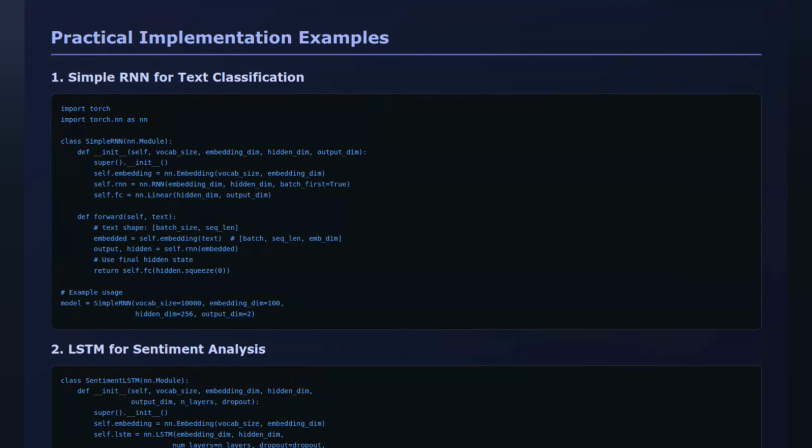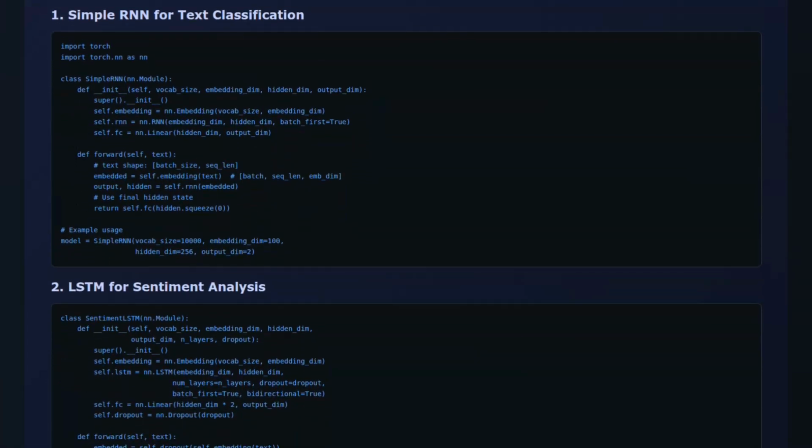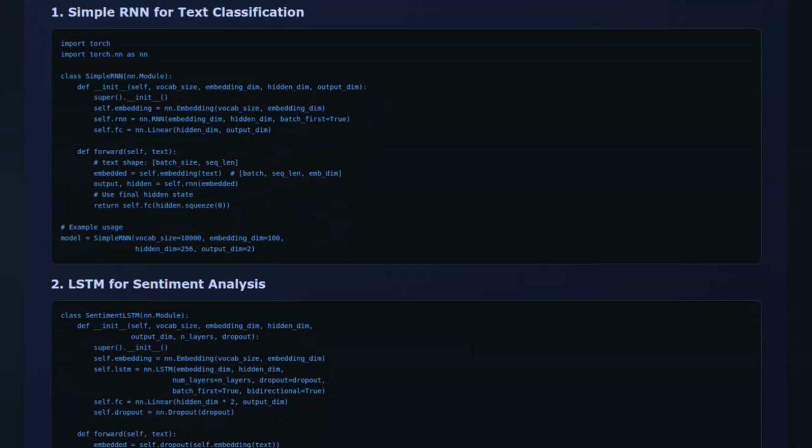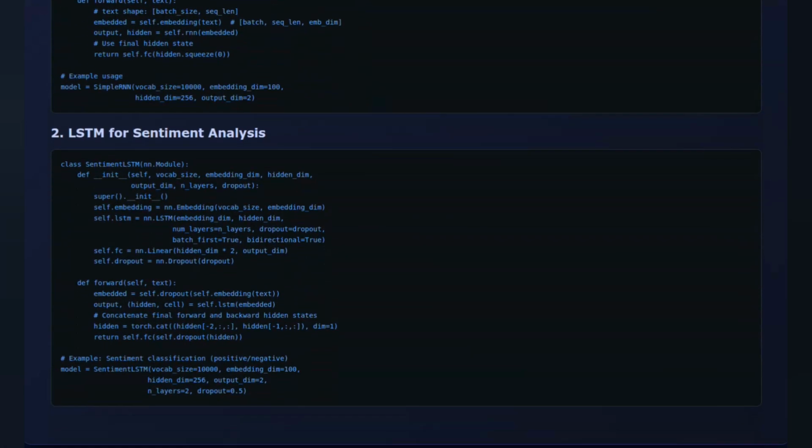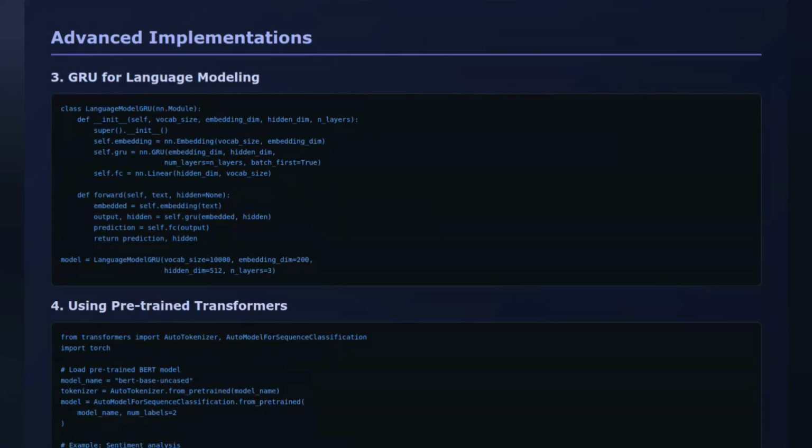Now, for those of you who want to get hands-on, and I really encourage this, let me show you some practical implementations. Here's a simple RNN for text classification. The structure is straightforward: embedding layer, RNN layer, fully connected layer for classification. LSTM for sentiment analysis. Notice the bidirectional flag. This means we process the sequence forward and backward, capturing context from both directions. This typically improves performance. GRU for language modeling with a generation function. This shows how you can use these models auto-regressively, predicting one token at a time to generate text.